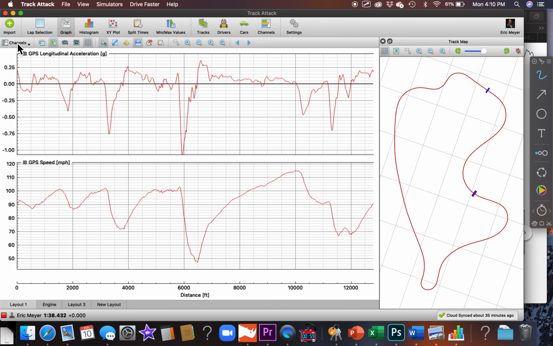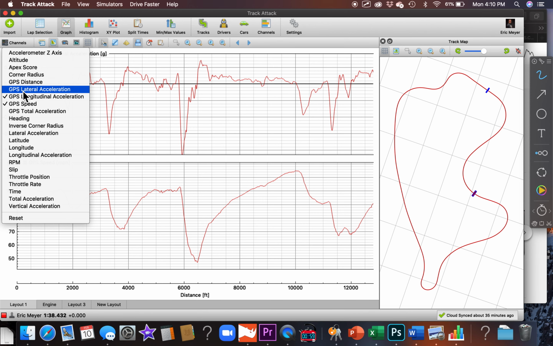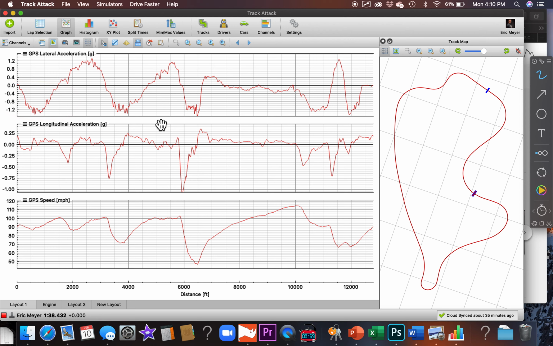So let's add the last one of the big 3, and that's lateral. You'll notice that's GPS generated right there. Guys, you don't need to play with all these channels, especially when you're learning. Just use these 3. I have been teaching this stuff for a long time, and especially to beginners, you just need to know the big 3. So lateral. Well, if longitudinal is what your feet are doing, then lateral is what your hands are doing, right?